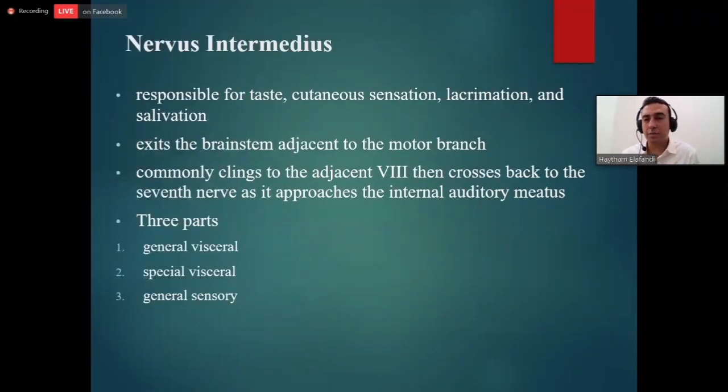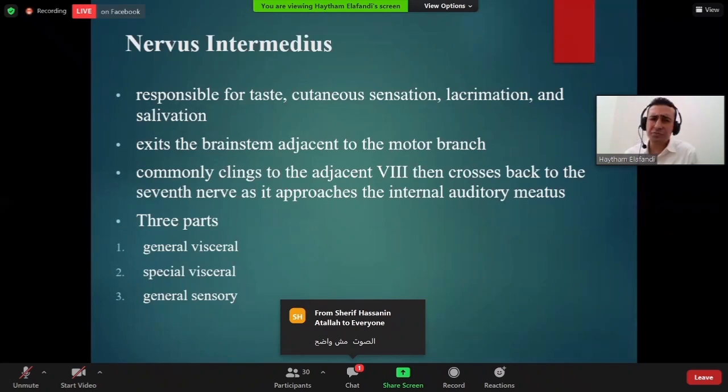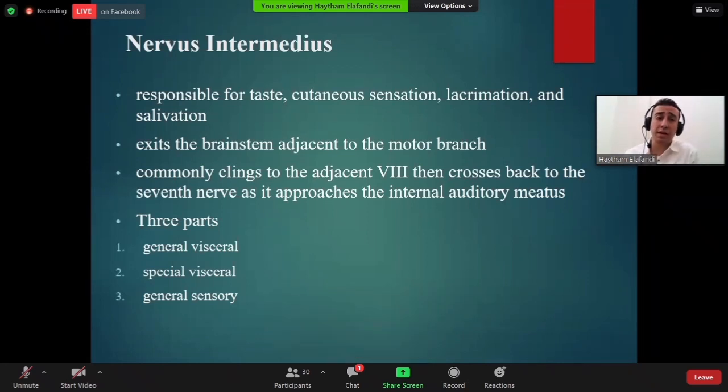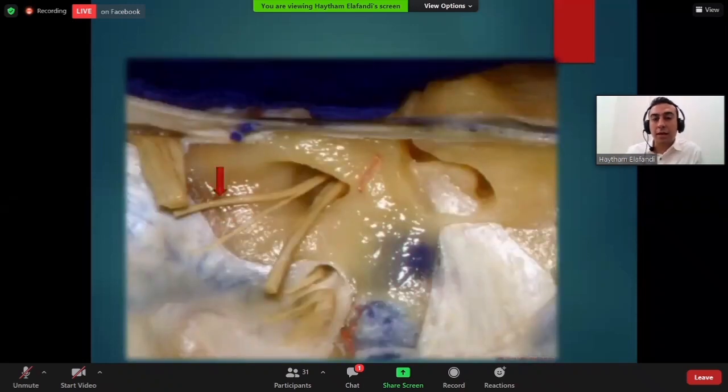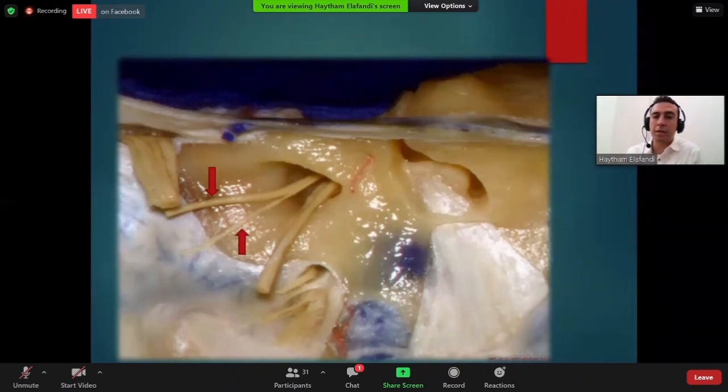And we have the nervus intermedius. So the two main trunks, the nervus intermedius and the facial motor branch. The nervus intermedius is responsible for taste, cutaneous sensation, lacrimation, and salivation. It exits the brain stem adjacent to the motor branch, usually clings to the eighth cranial nerve before it joins the motor branch, and it has three main constituents: the general visceral, special visceral, and general sensory. Here we have a picture of the nervus intermedius and the motor branch as they enter together the porus of the internal auditory canal or the internal auditory meatus.